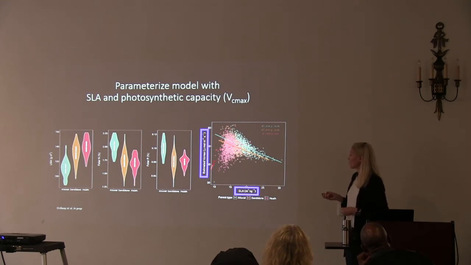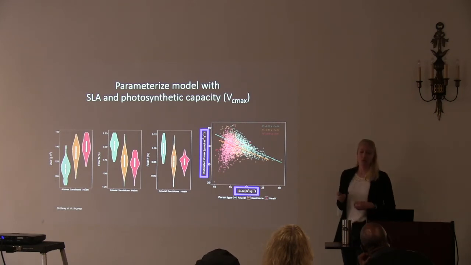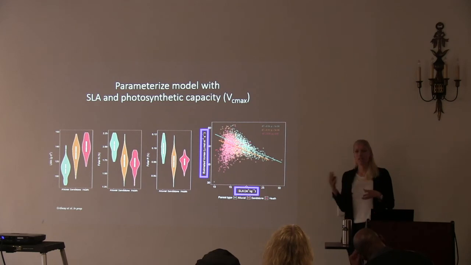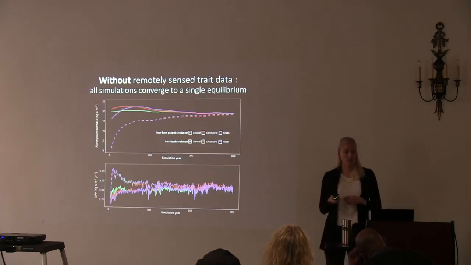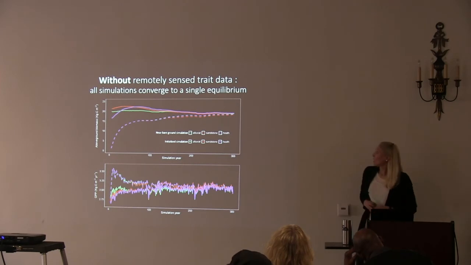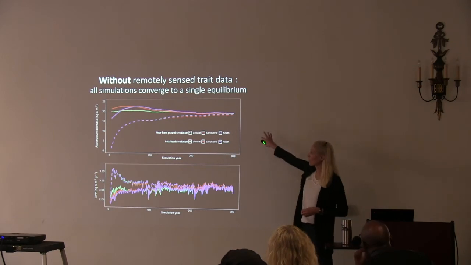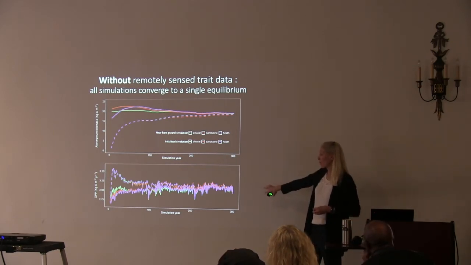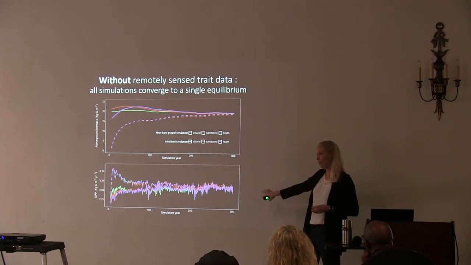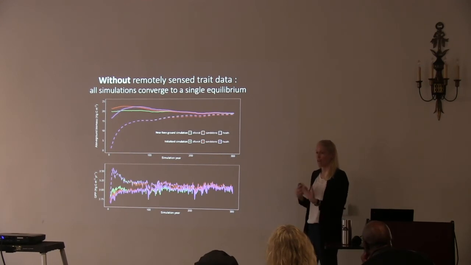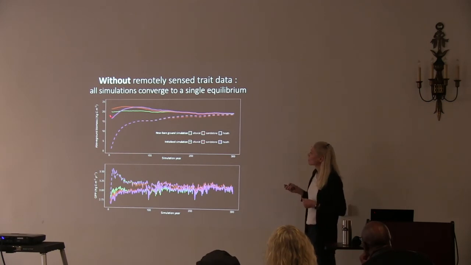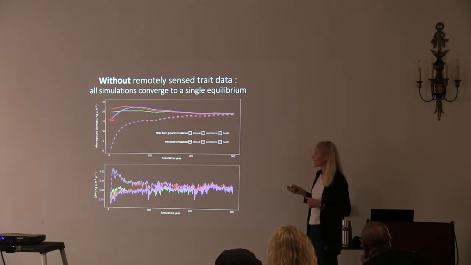So again, it's these two traits here that we're using, Vcmax and SLA. And I'm going to show you some results where we first do not use the remote sensing data and then use the remote sensing data to parameterize plant functional types. So these are results from not using the remote sensing data. I'm going to walk you through this. You're seeing above ground biomass on the top and gross primary productivity on the bottom. These are for long-term simulations, so we're running the model for about 300 years. And again, the key is to try to use this model to ask questions about how these systems will change over the long term. Each of the three different forest types is shown by the different colors here.